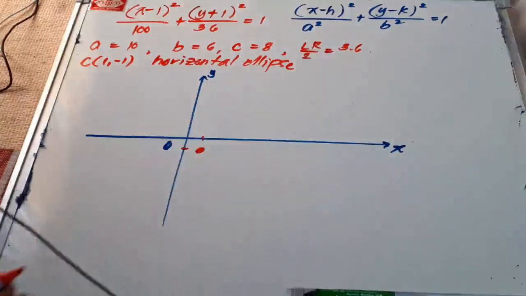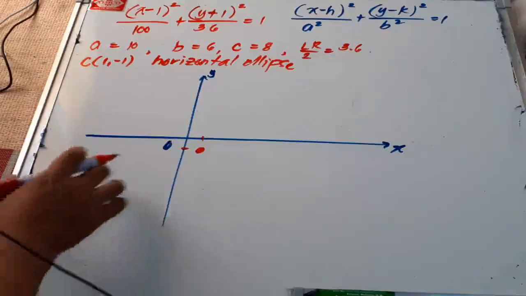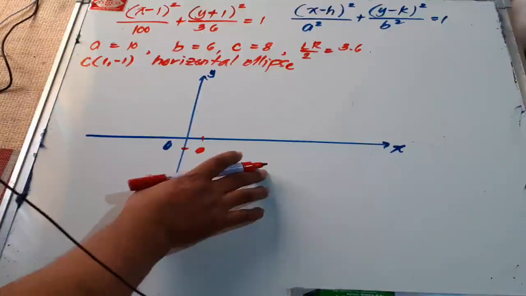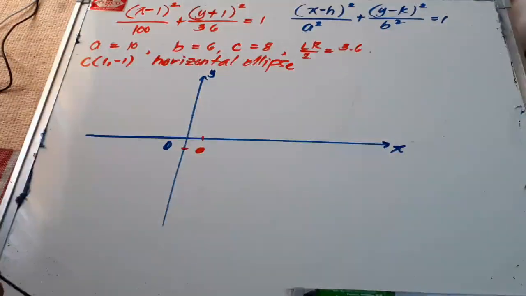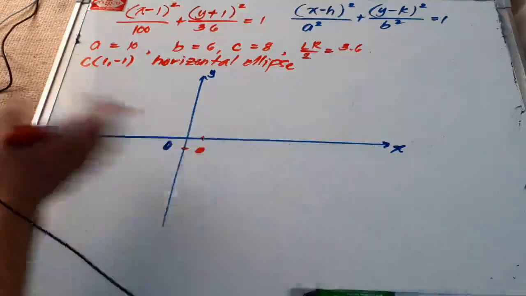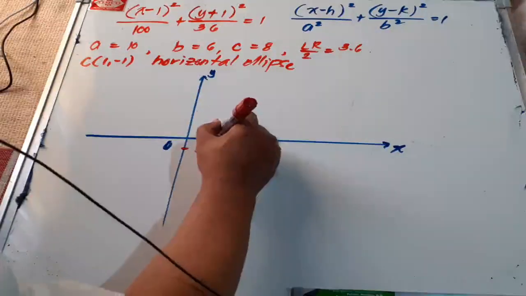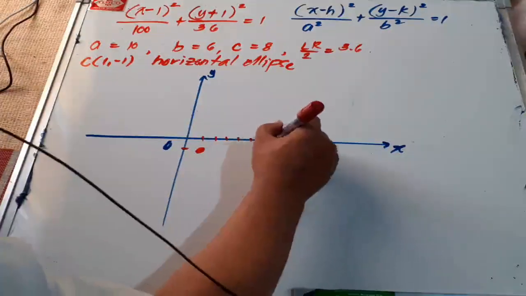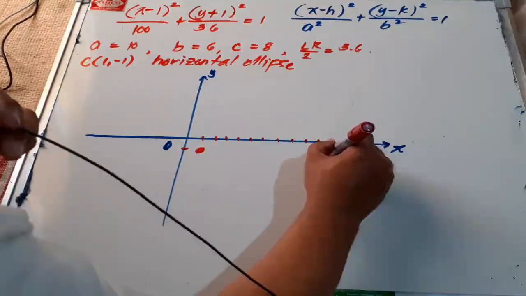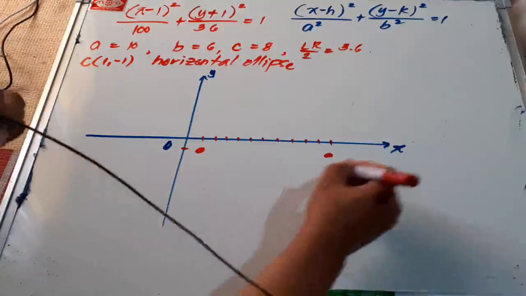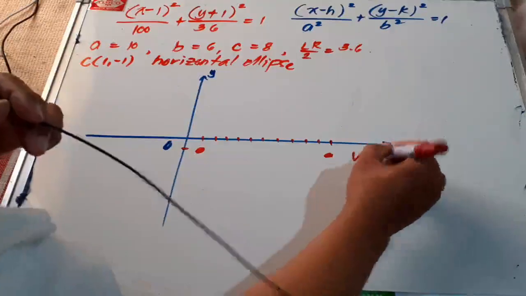So, ang layo ng ating vertices doon sa ating center is 10 units. So, 10 units here, 10 units to the left. So, count tayong 10 units. 1, 2, 3, 4, 5, 6, 7, 8, 9, 10. So, nandito yung ating isang end ng vertices natin. So, b sub 1. Anong coordinates niya?